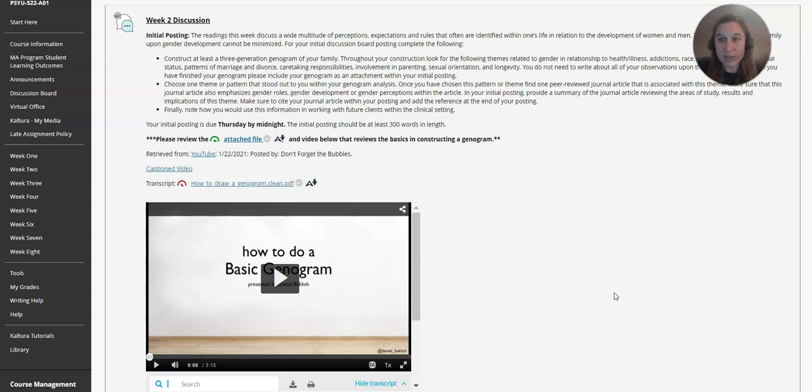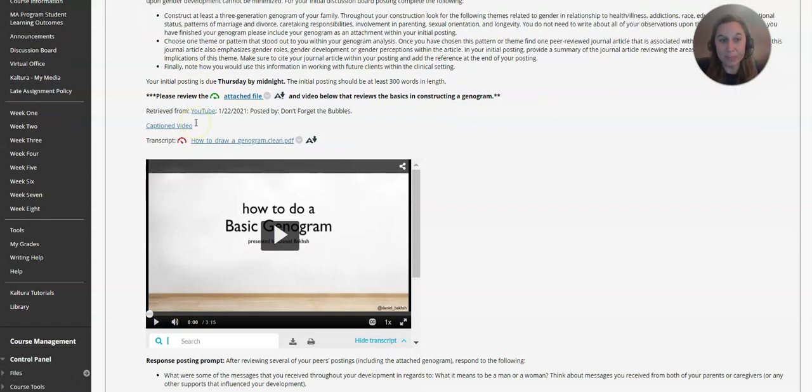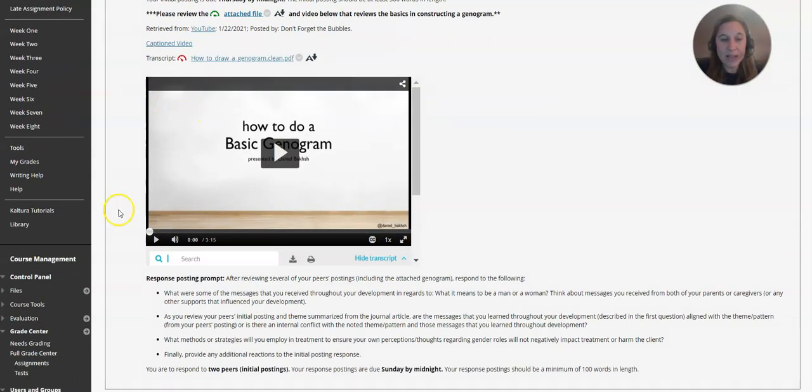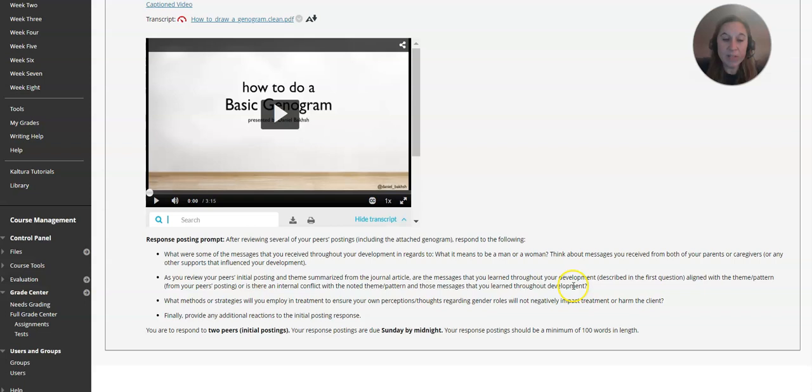Your initial posting is due Thursday by midnight and should be at least 300 words in length. If you are hitting all these points, that should not be a problem. So down here is a video about constructing a genogram for your support for that initial posting. Make sure that you attach your genogram to your initial posting as well. For your peer response postings, you need to have 2 peer response postings due Sunday by midnight. I apologize, they should be 100 words in length at a minimum.